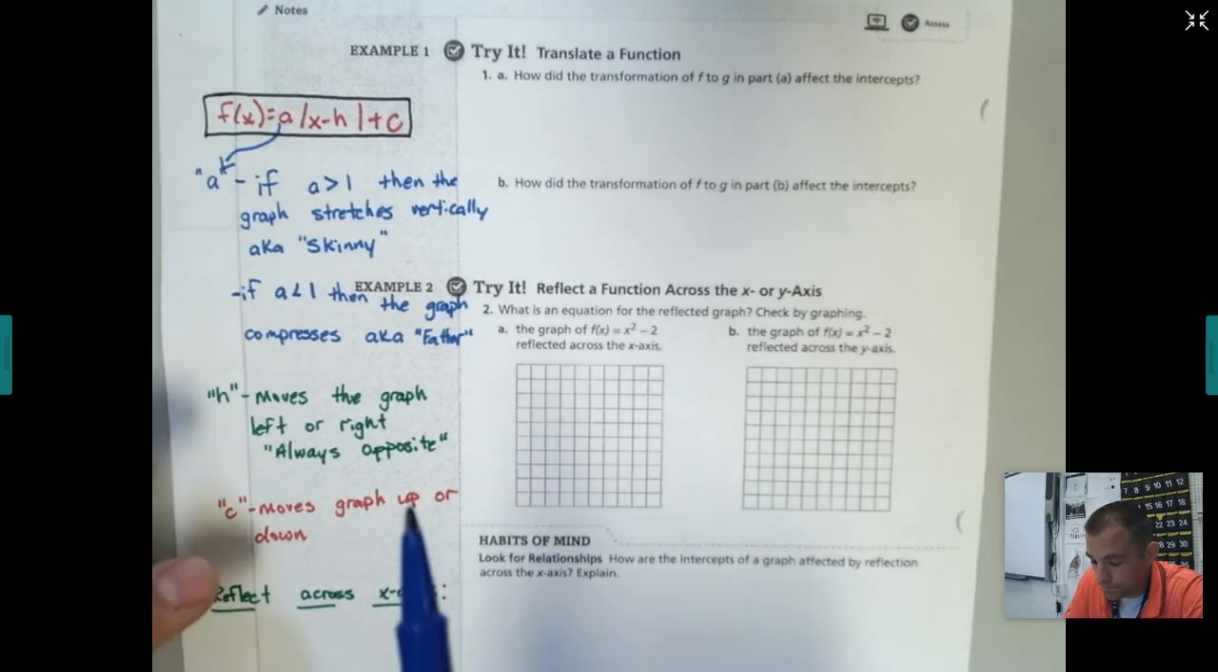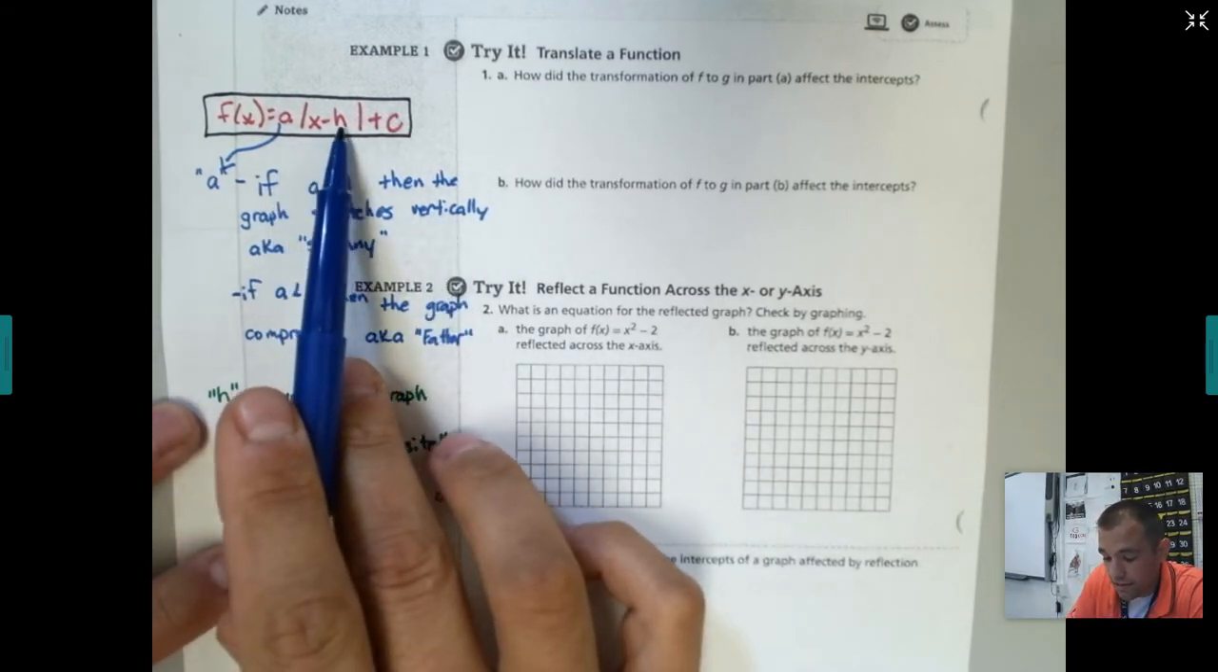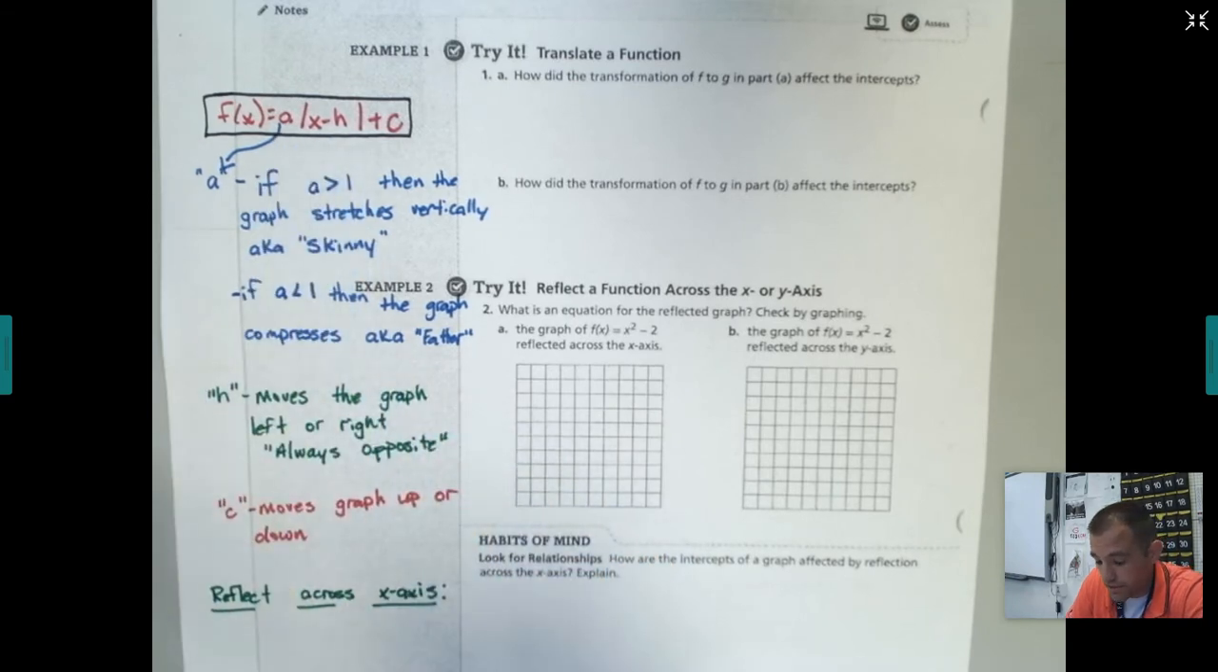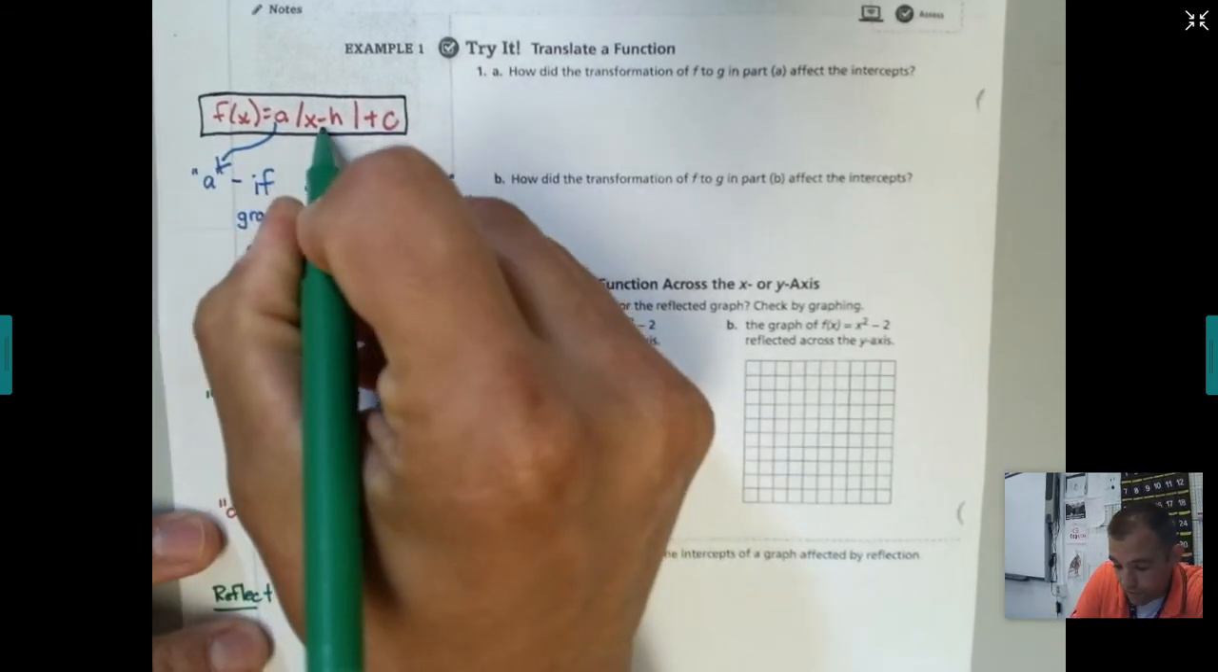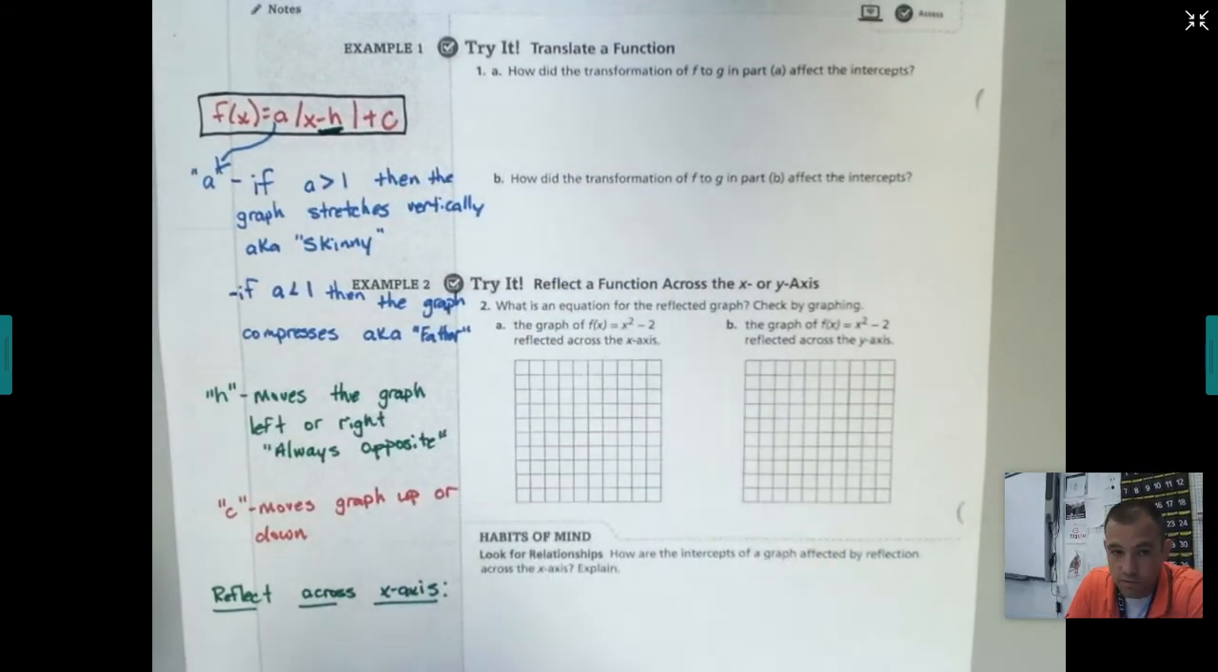The h that is inside of the absolute value moves the graph left or right. The thing to remember when it's inside the absolute value or inside the parentheses is that you always do the opposite. So if it was a -4, you would actually go right 4. If it was a +3, you would actually move left 3. You always go the opposite, and we're going to get a lot of practice with it in just a minute.